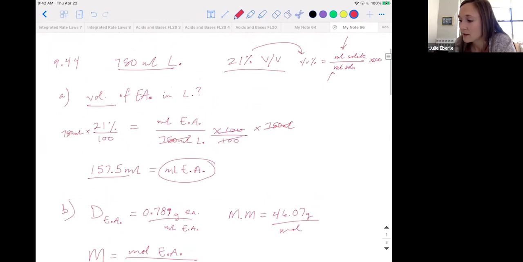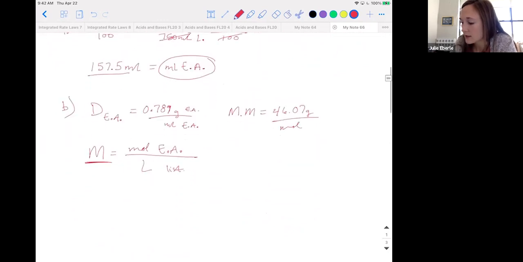We have 750 milliliters of Listerine. That was the first piece of information given to us in the problem. So let's just convert that to liters. 750 milliliters times, there's 1,000 milliliters for 1 liter. That just equals 0.75 liters. So we actually have the bottom part, liters of Listerine.